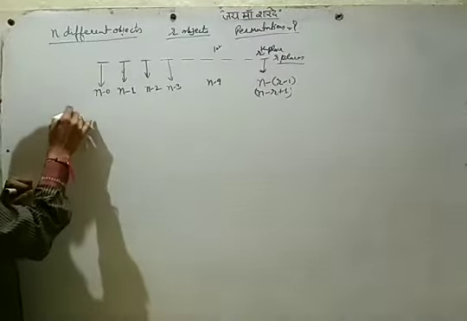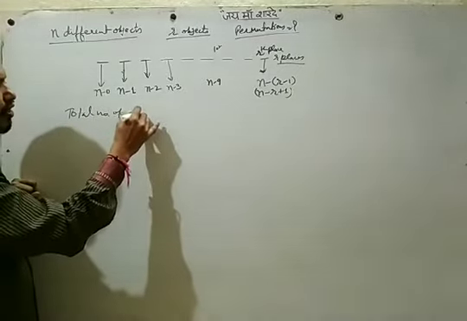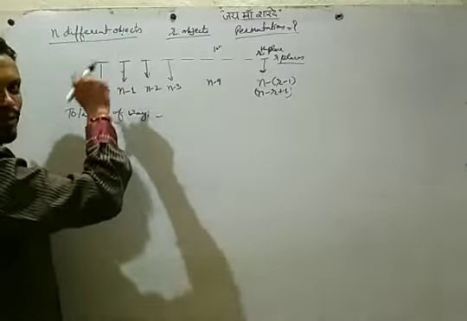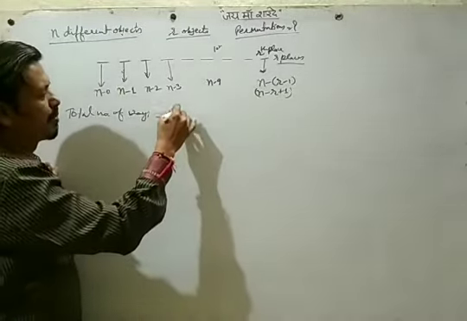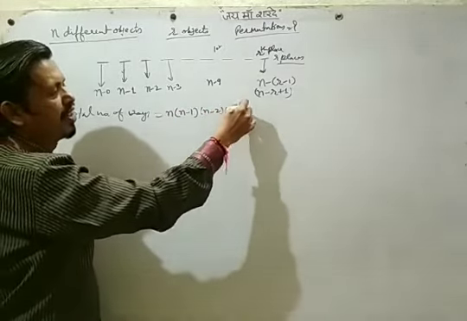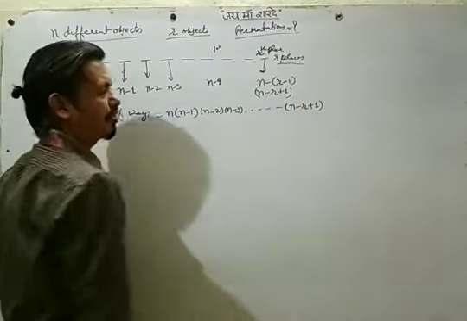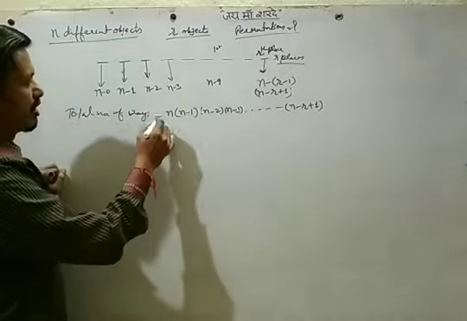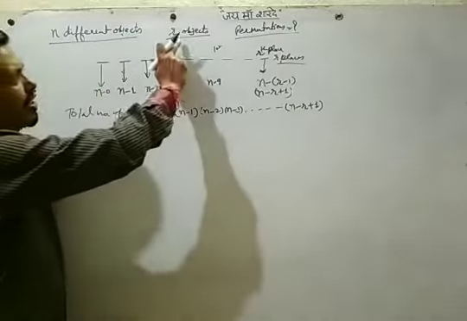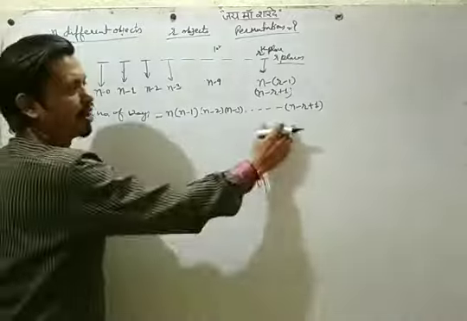So the total number of ways to fill all these r places, according to our principle of counting, will be n into n minus 1 into n minus 2 into n minus 3 up to n minus r plus 1. Okay, so these are the number of permutations. If from n different objects we take r objects at a time, then this many permutations, this many arrangements, we can make.